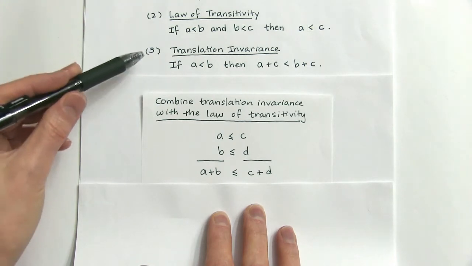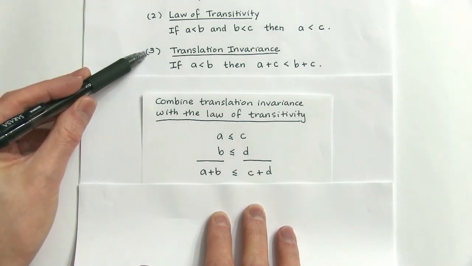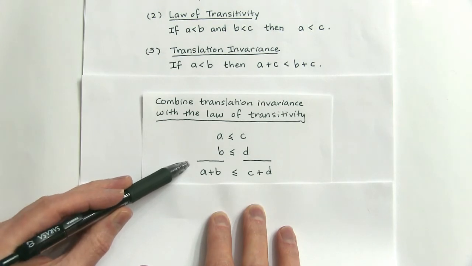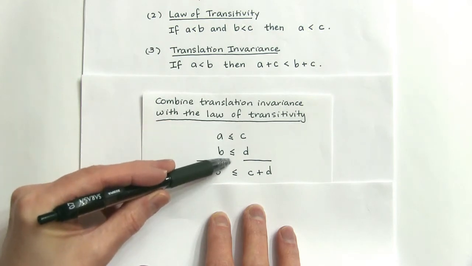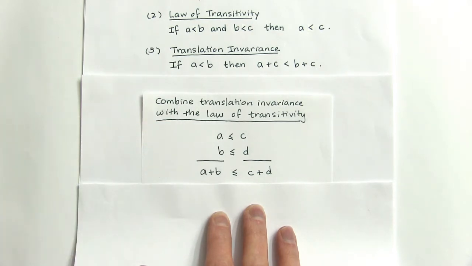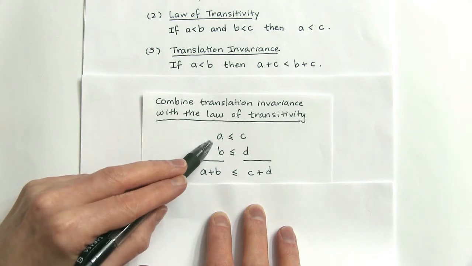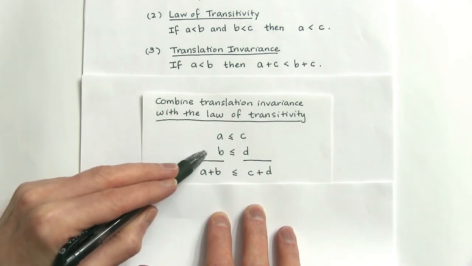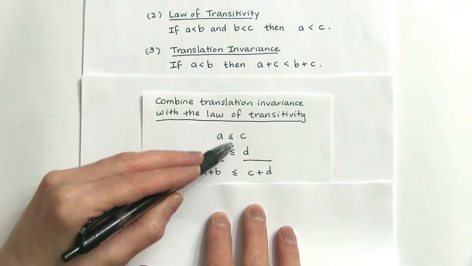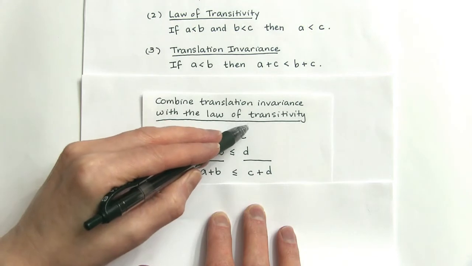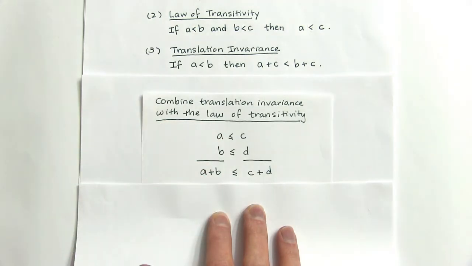Combining the second and the third order axioms gives us another useful result. It allows us to add two inequalities together while maintaining the order, like this. So if a is less than or equal to c, and b is less than or equal to d, then a plus b is still less than or equal to c plus d. Take a moment to think why this property comes from a combination of translation invariance and the law of transitivity.